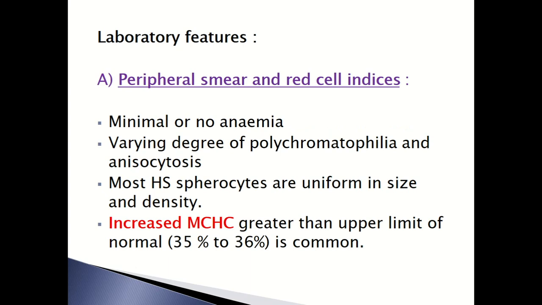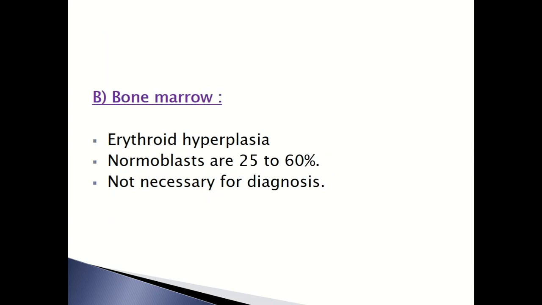Now, peripheral smear examination: usually no anemia, a varying degree of polychromatic RBCs is there, and most of the hereditary spherocytosis cells are uniform in size and density. But the important and constant finding is increased MCHC, a very important finding in hemolytic anemia. This is hereditary spherocytosis. Once you find increased MCHC, bone marrow erythroid hyperplasia, normal blasts are there, but not necessary for diagnosis, because these are again non-specific findings of every hemolytic anemia.